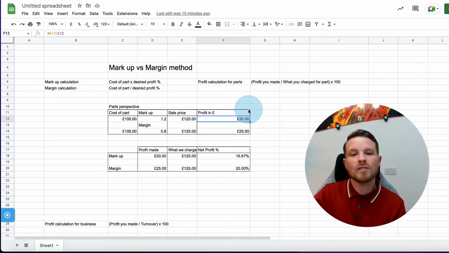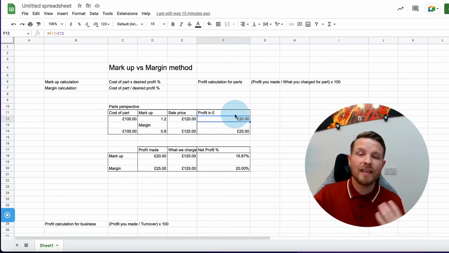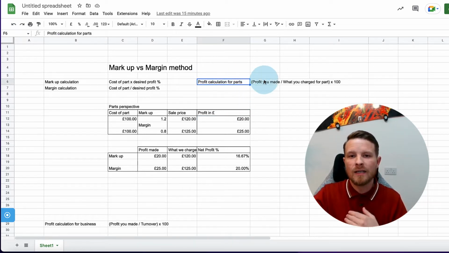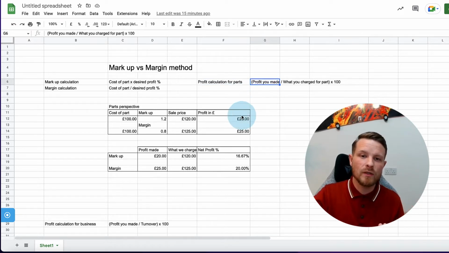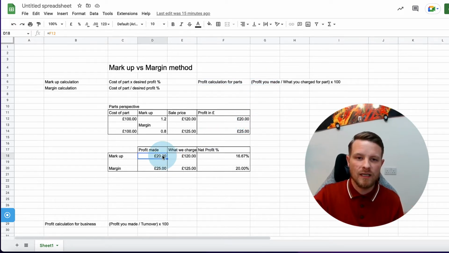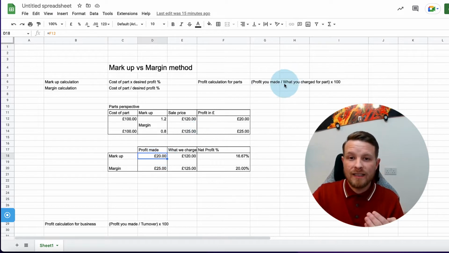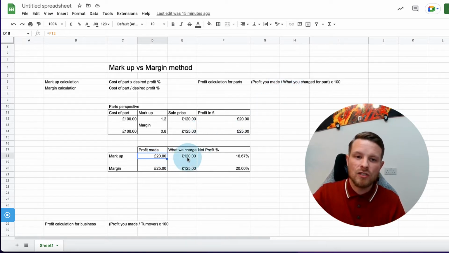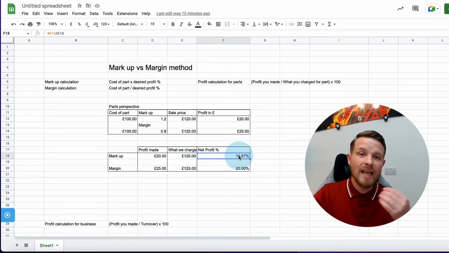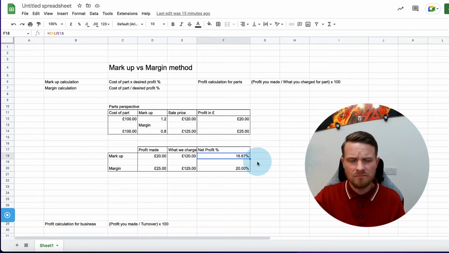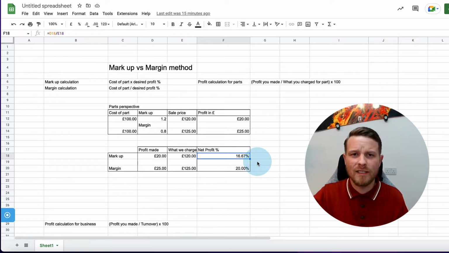However, what's actually happening when we do a profit calculation for parts? The calculation is in the opposite way, really. We're looking at the profit that we made, which was £20, divided by what we charged the customer. So we charged the customer £120, and that gives us an actual net profit percentage of 16.67%. But hang on a minute, we just wanted to make 20%.